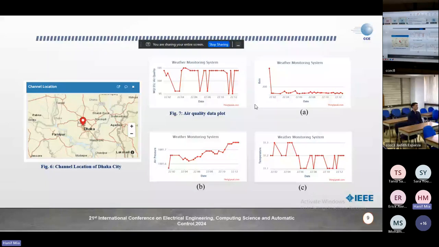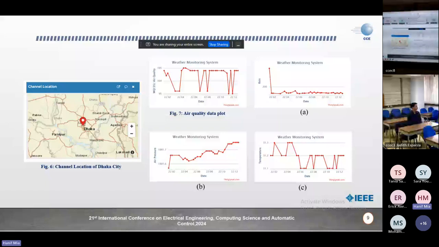As follows, various environmental conditions, including air quality, gas level, atmospheric pressure, temperature, ultraviolet radiation, and humidity, are monitored by those sensors at a specific location, as shown in Figure 6. Seven fields on ThingSpeak are utilized for data collection.